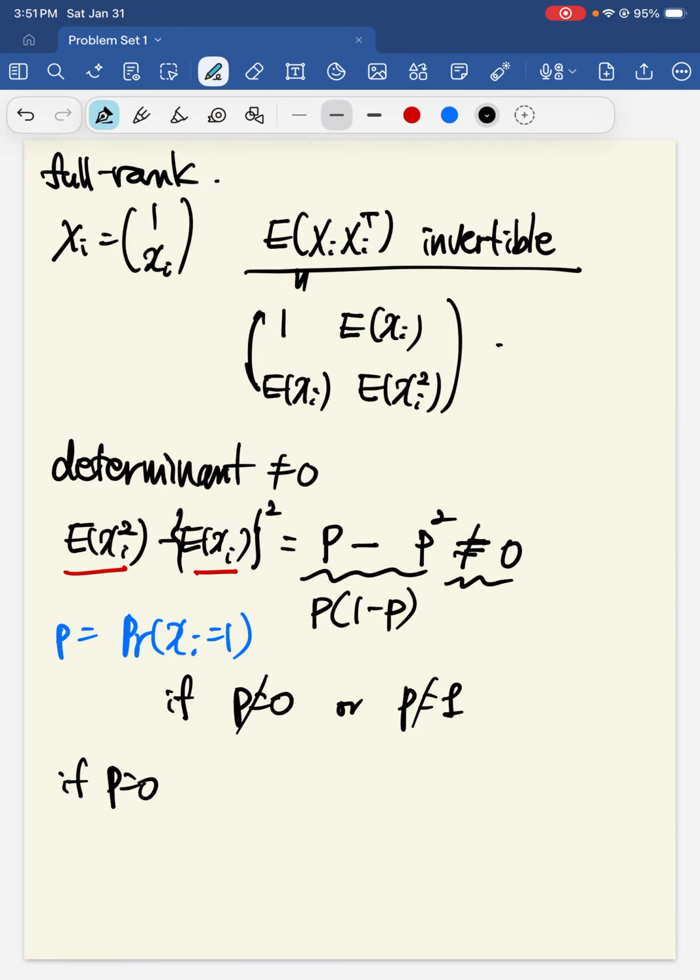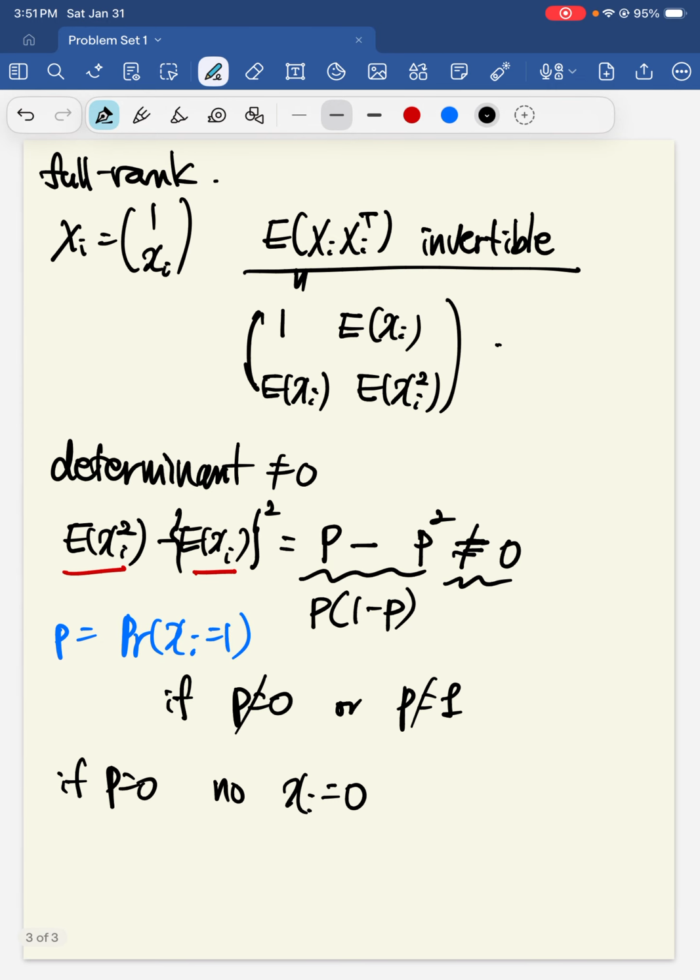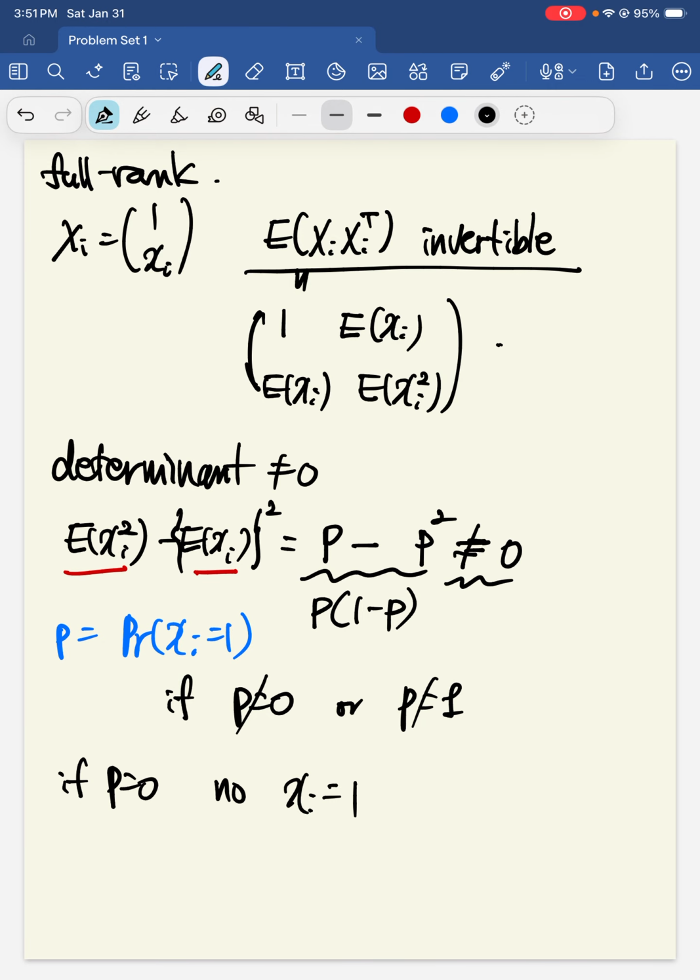The identification fails because we have no observations of x equals 1. So the probability of x equals 1 is 0. Then we never observe x equals 1. That means all observations are simply 0. There is no variation. It is just a constant. You cannot identify that. It's multicollinearity with the constant.